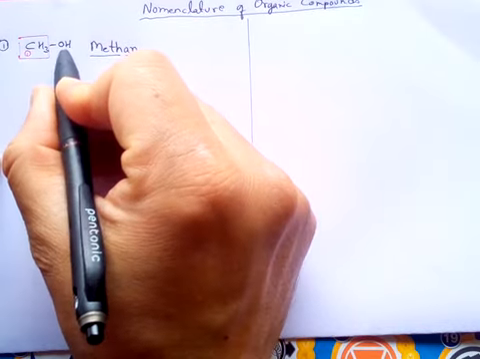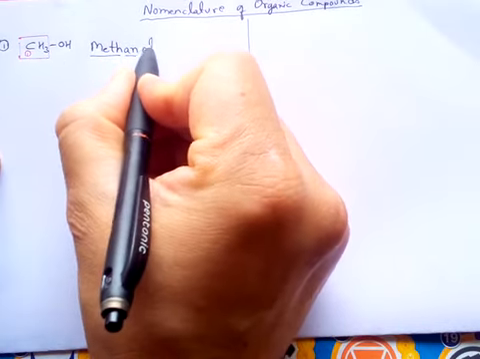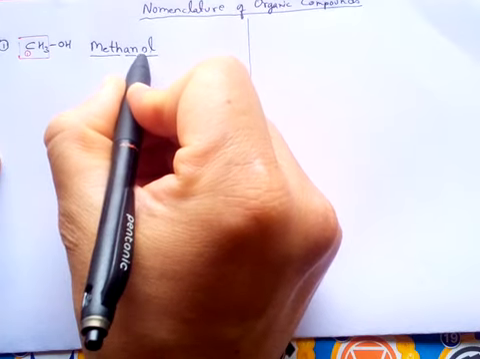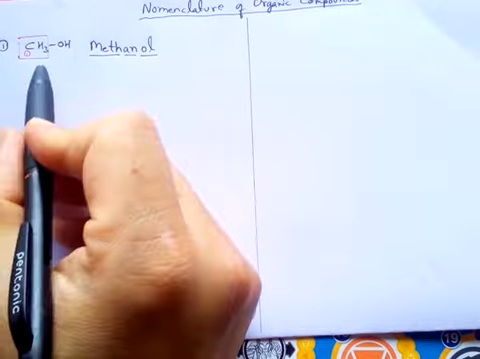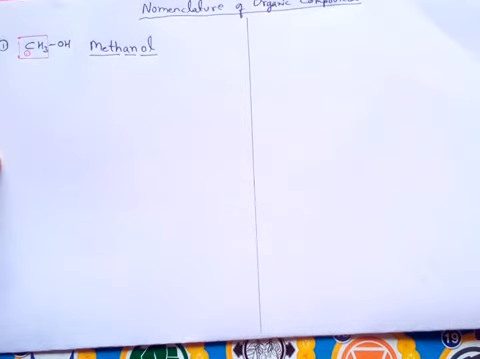So secondary suffix is alcohol. So alcohol is ol, right? Since O is a vowel, that means E has to be omitted. So the name of this compound will be methanol.